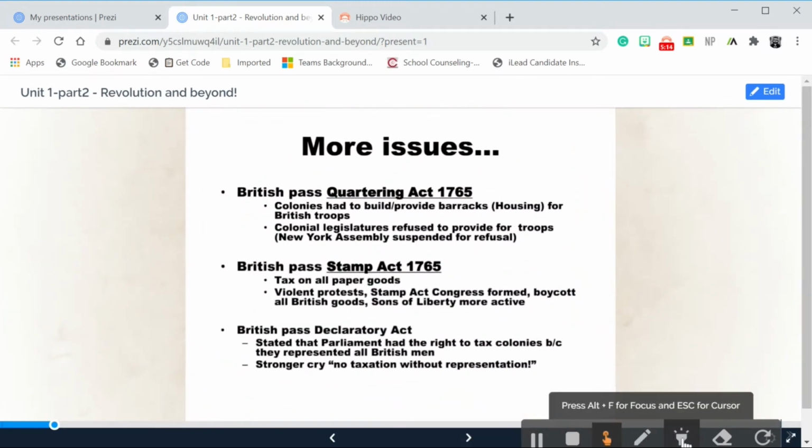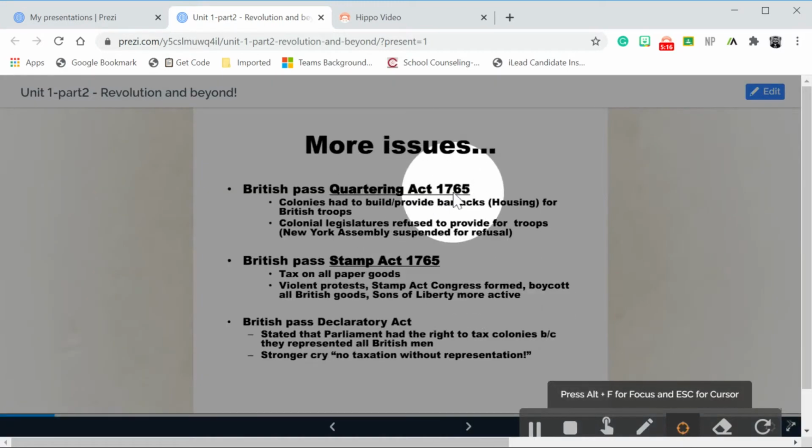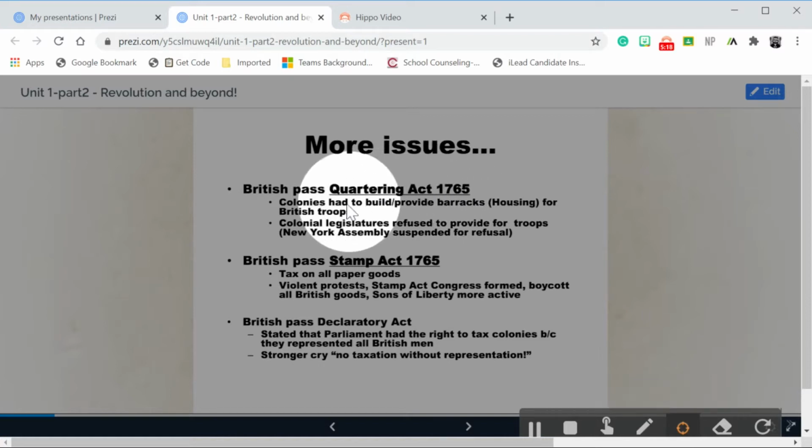Then you have some more issues. Then you had the Quartering Act passed in 1765. Colonists had to build and provide barracks or housing for Great Britain's troops. The New York Assembly was suspended for refusal. They didn't want to pay the money for it.